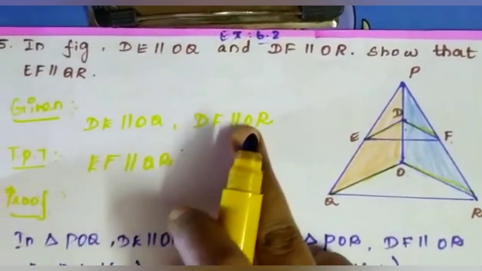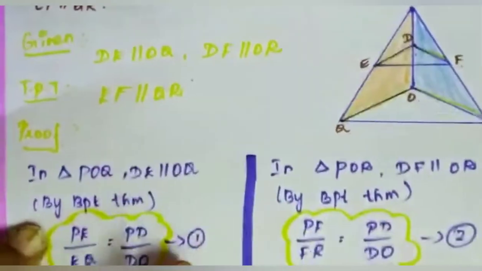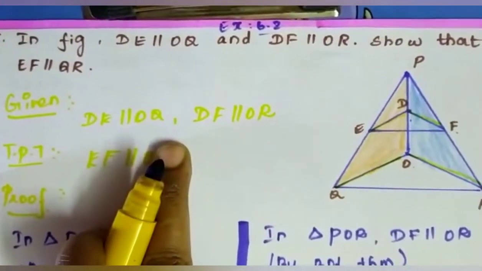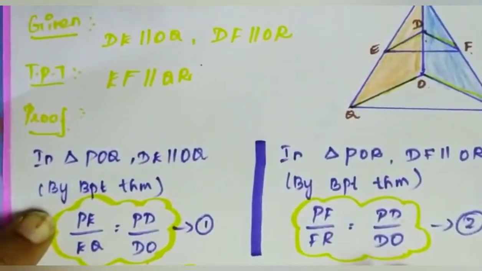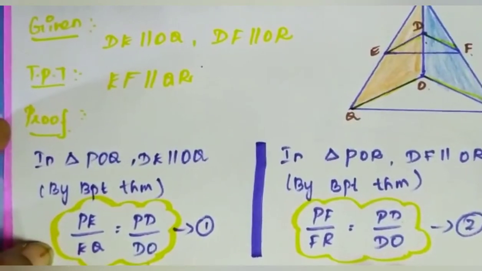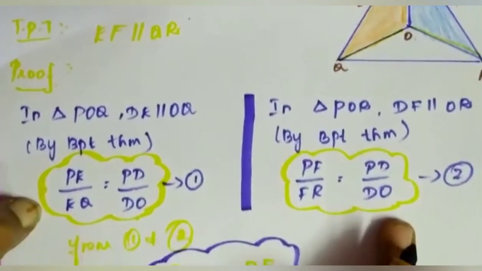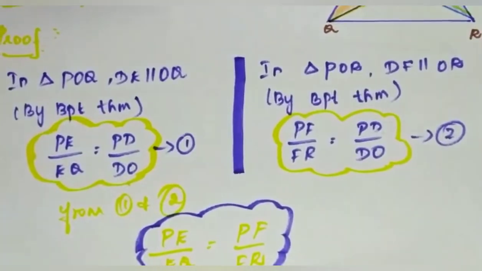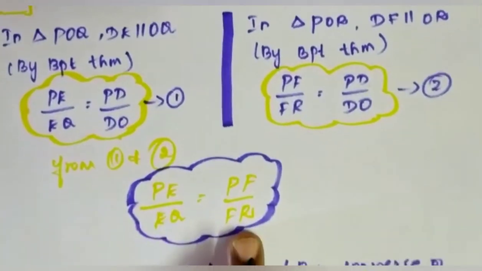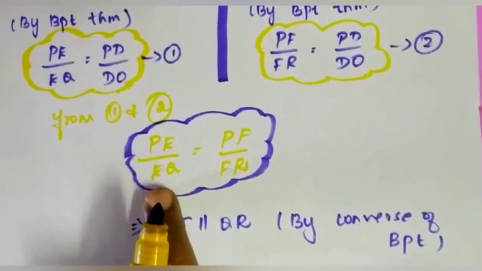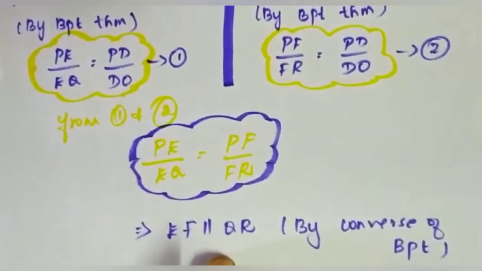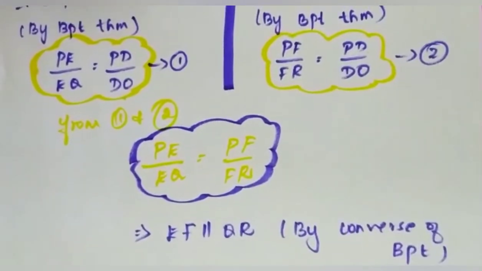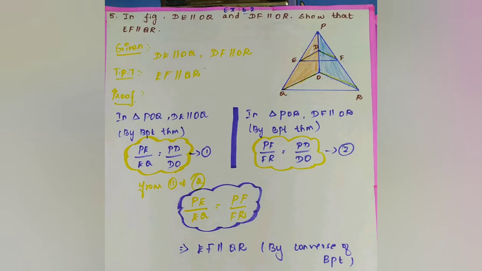So first you have to write given, and to prove that, proof. Identify the two triangles from the given question, and write by using the BPT theorem the sides are in same proportion, and from 1 and 2 we can prove that PE divided by EQ is equal to PF divided by FR, and since the sides are in same proportion, we can tell that EF is parallel to QR by converse of BPT theorem. Thank you.